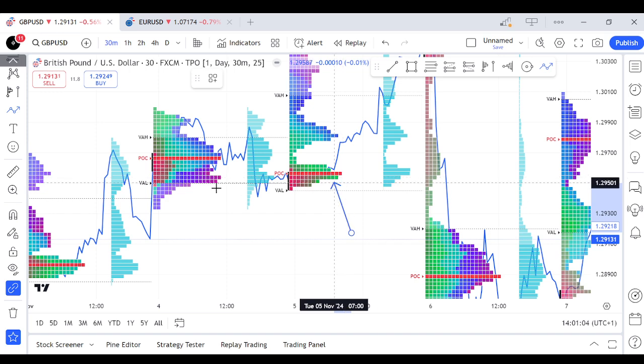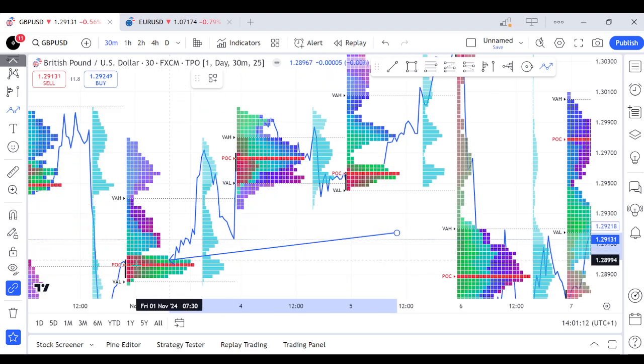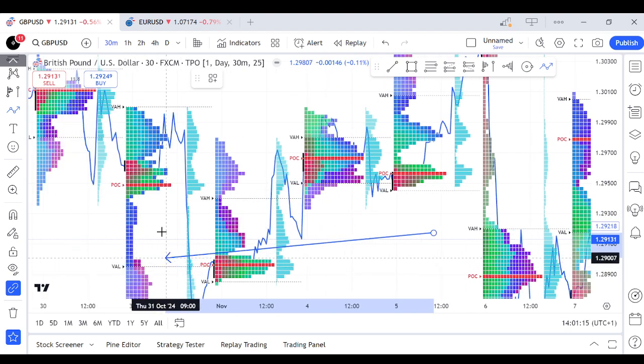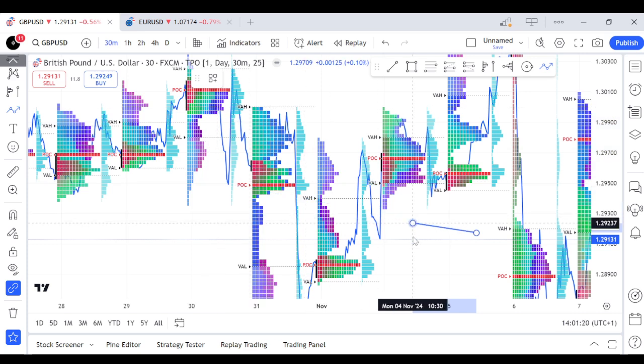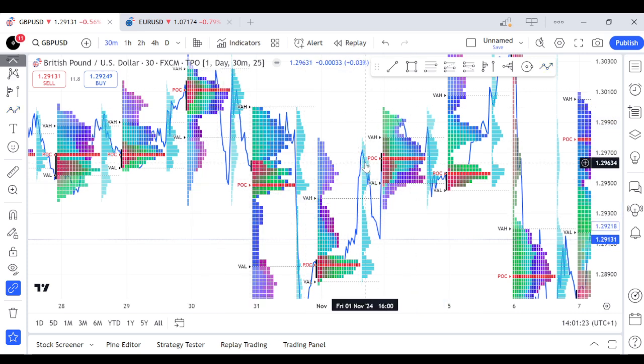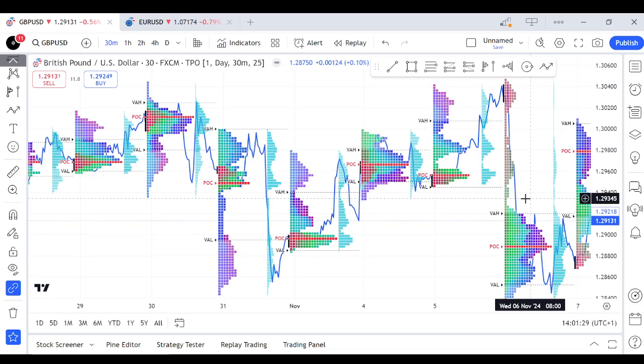That was a Tuesday. So this is the point of control. This red line is already depicted on the time price opportunity. See, this is the point of control, this is the point of control. So the red line represents the price level with the highest trading activity during a given period. Observing how price interacts with the point of control can provide valuable clues about potential support or resistance levels, guiding your trading decisions. The next key component is the value area.